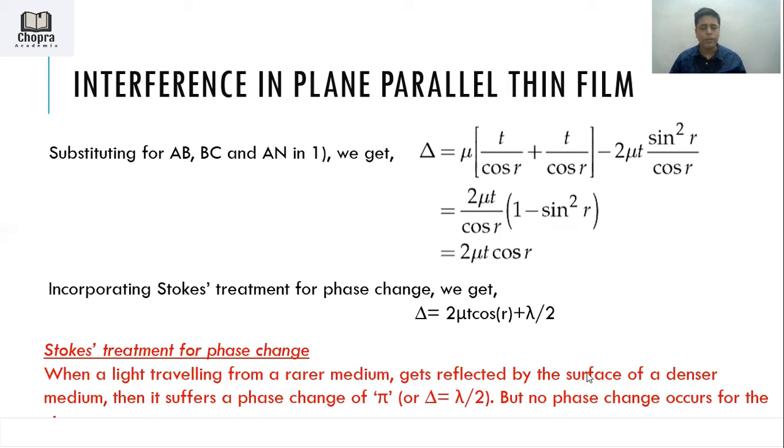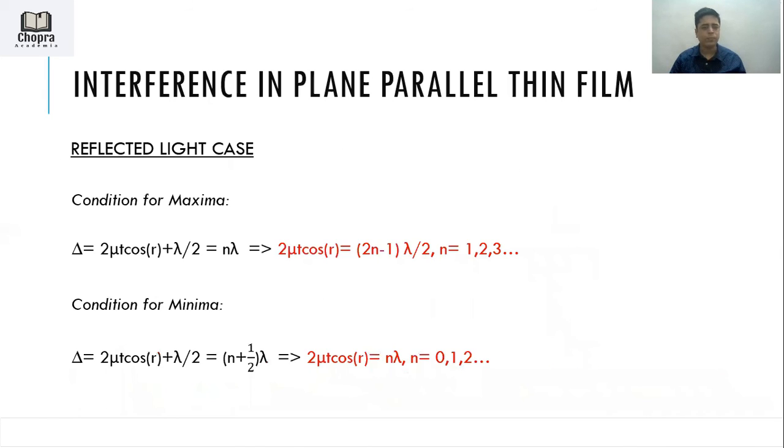So our conditions of maxima and minima become, for maxima, which is the constructive interference, 2 mu T cos R is equal to 2n minus 1 lambda by 2, where n starts from 1, and the condition for minima becomes 2 mu T cos R equal to n lambda. So please remember this formula very carefully, because we are used to remembering path difference equal to n lambda for the maxima case, but please see it is 2 mu T cos R equal to 2n minus 1 times lambda by 2 for the maxima case because of the Stokes treatment.